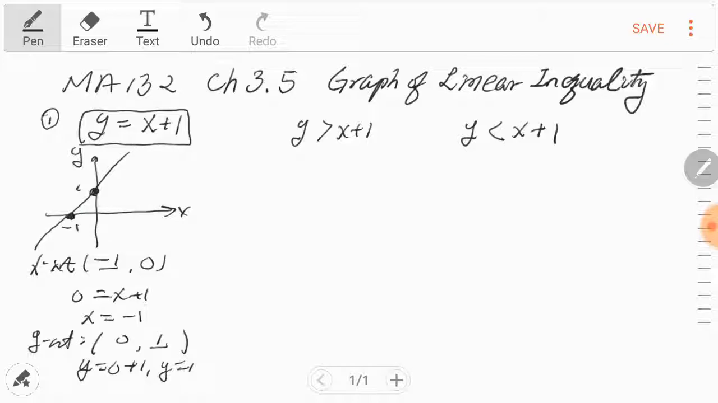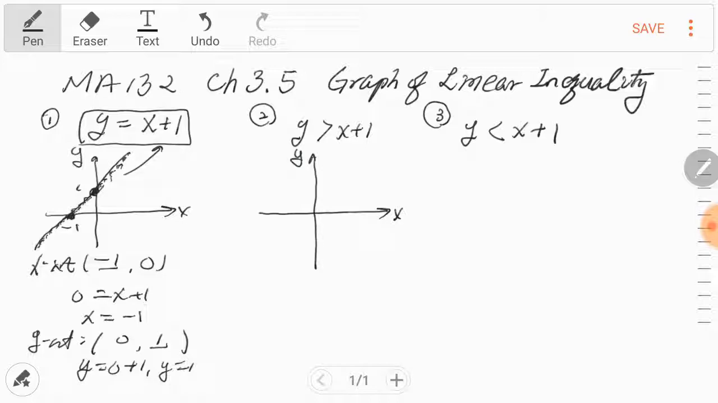All the solutions of this linear equation are all the points on this line. These points are the solutions of this linear equation. But for a linear inequality, let's say y is greater than, or here's another inequality, y is less than something, then the solution is different.